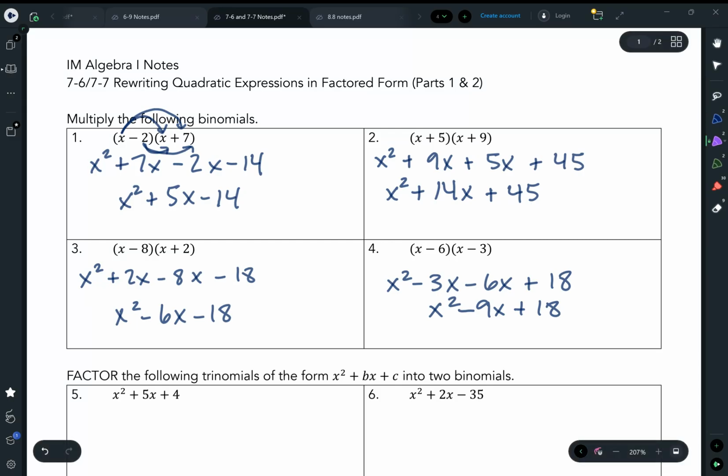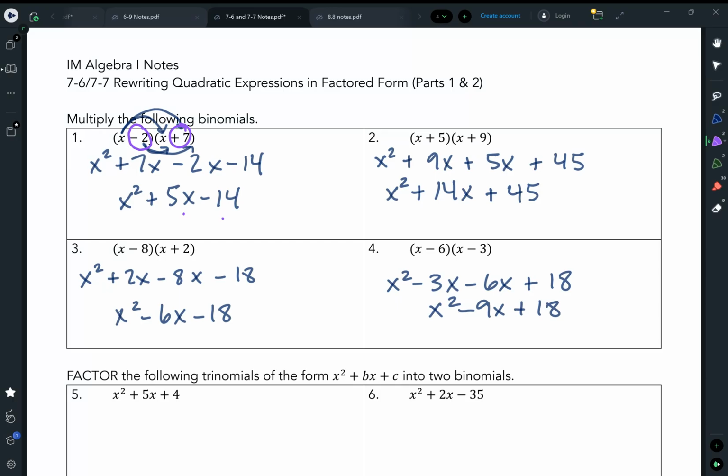So hopefully you got all 4 of them right. We're now going to go through and see if we can find some patterns. I want to look at my finished expansion here, where I've got x squared plus 5x minus 14, and I want to look at the negative 14 and the 5x and see if I can figure out how to get those numbers from just the negative 2 and the 7.